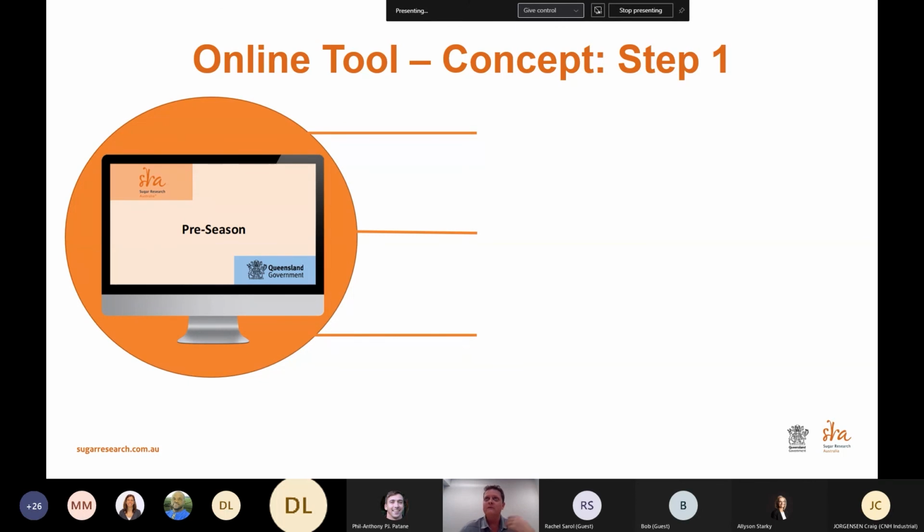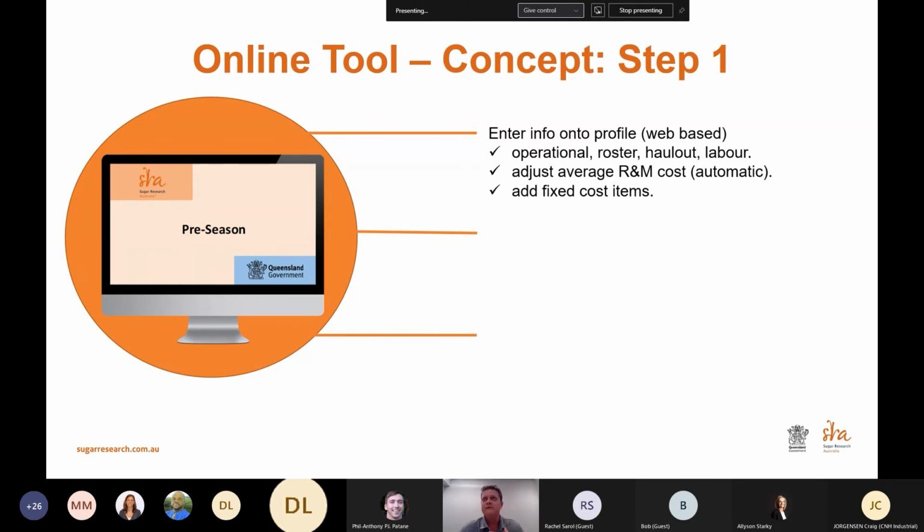So step number 1 would be obviously to get your group specific data onto your profile. So you'll download the program, you would then go into your laptop or your desktop computer, you would load up all your information onto your profile, things like your roster information, your haul out, labor information, what you're paying your staff. Repairs and maintenance information would also go into that. There's a lot of automation around that as well, so it's not so onerous for you, and you would add your fixed cost line items just so you can get to a profitability figure. So once you've entered all that on, it will then be good to go.